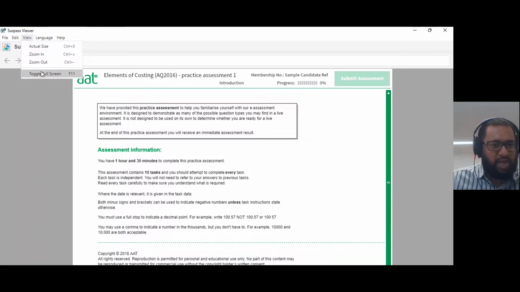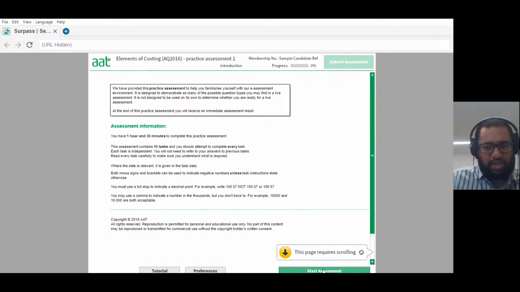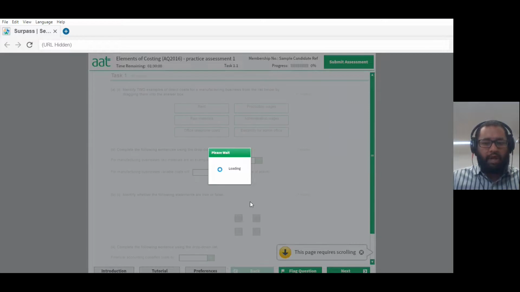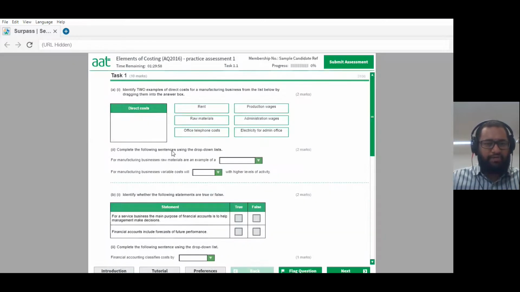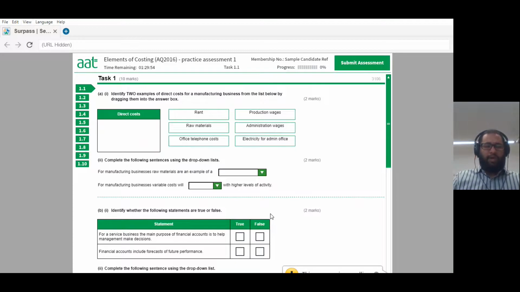So let me just see whether I can get the screen full and zoom out a little bit, so I can see that start button, and then I'll zoom back up in a minute. So let me start the exam by clicking the start assessment button on the screen. So here, the first question we have seen now. Let me just zoom in a little bit so it'll be a little bit clearer.